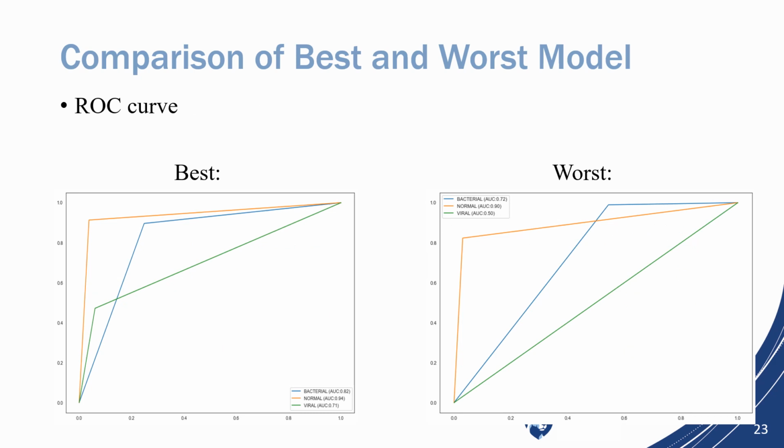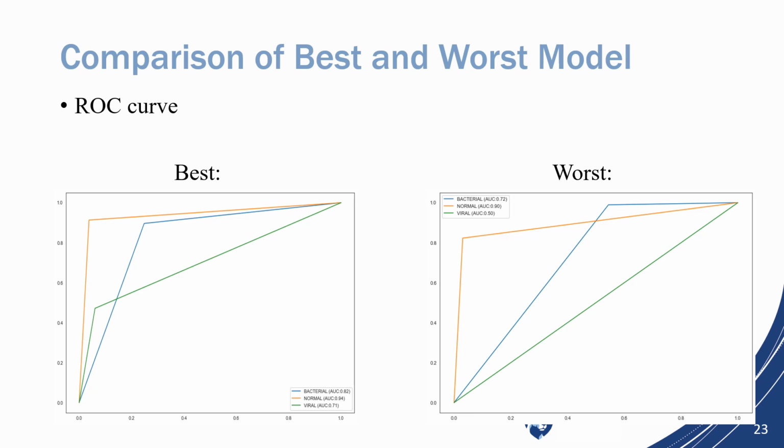Now we look to the ROC plot of our best and worst model. We can see from the best model, the normal class curve is almost reaching the edge with a score of 0.94, meaning that our best model can classify normal class images with a great performance. And for the pneumonia classes, which are bacterial and viral, we can see that the curve is more leaning to the middle and the scores are 0.82 and 0.71, with bacterial class above viral class.